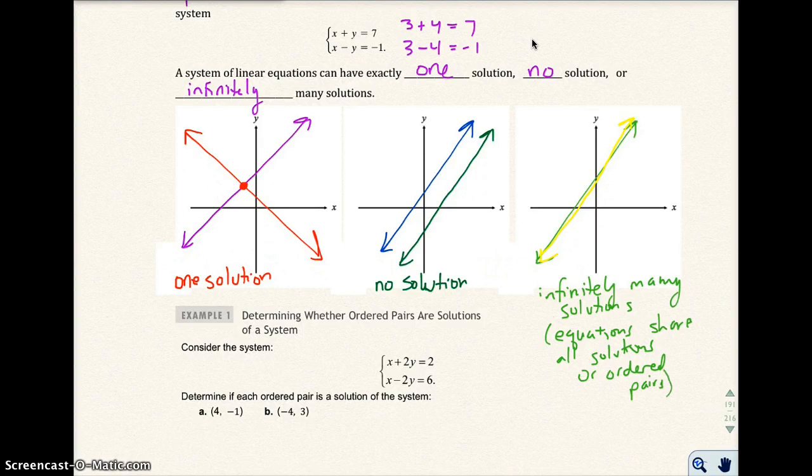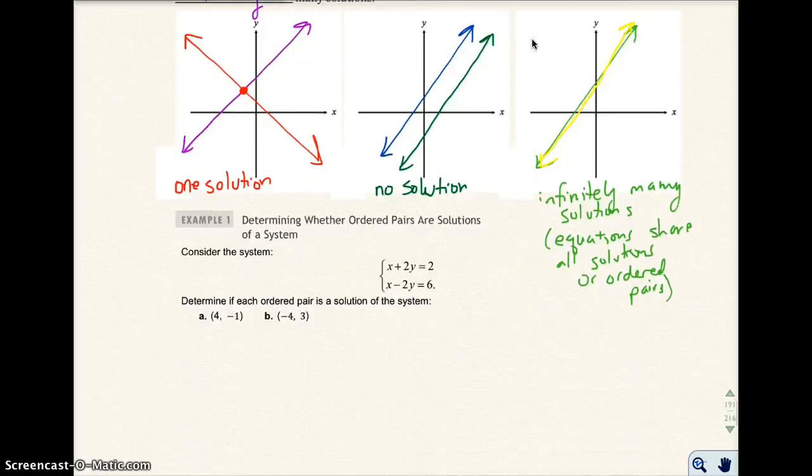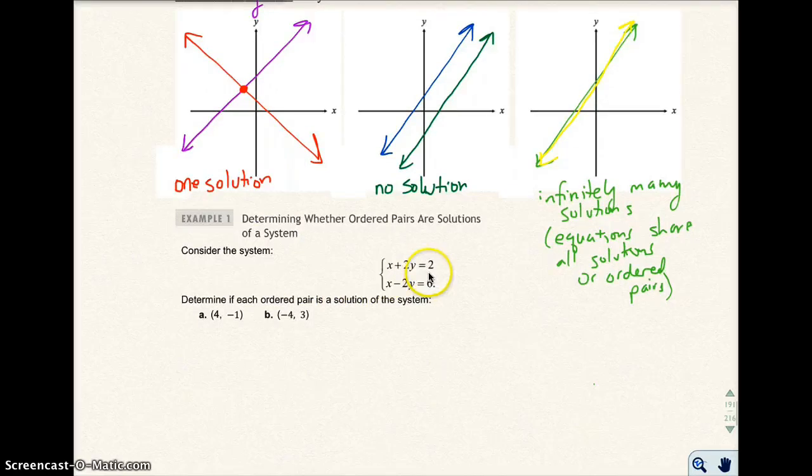Okay. So the first thing we're going to do is determine whether ordered pairs are solutions. This is something that we do as a check later on. So let's say I give you the system x plus 2y equals 2 and x minus 2y equals 6. And let's say I give you the ordered pair (4, negative 1). Is this a solution to the system? If it is, this ordered pair has to work in this equation, and it has to satisfy this equation here.